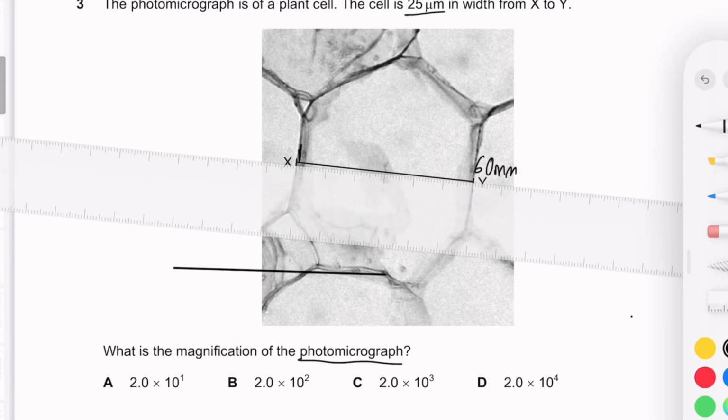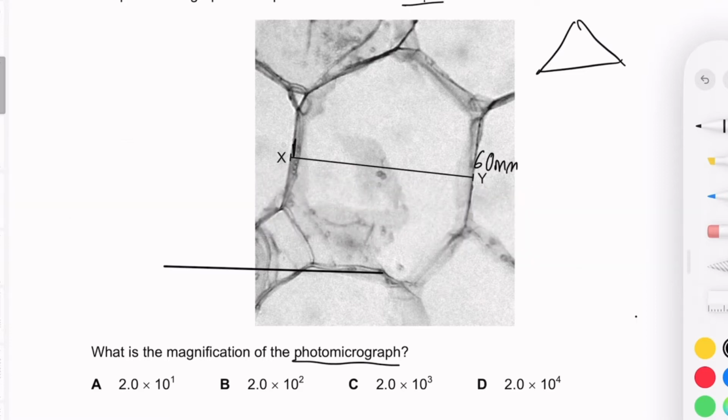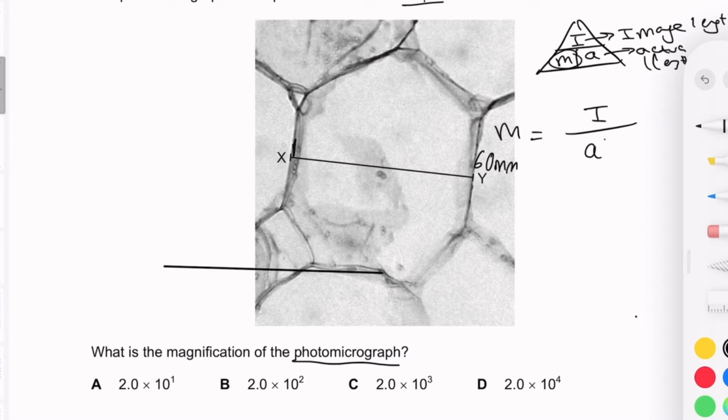He already gave us the cell, which is 25 micrometers in width. And so in order to calculate the magnification, we have to rely on the triangle. Let me remove the ruler now. Okay, the triangle says I, M, A. This is image length, right, divided by actual length, to get the magnification, which is M. So as I mentioned, M equals I over A, but they have to be in the same units.